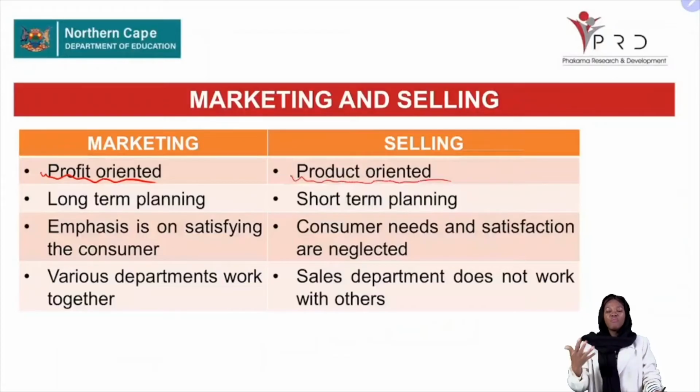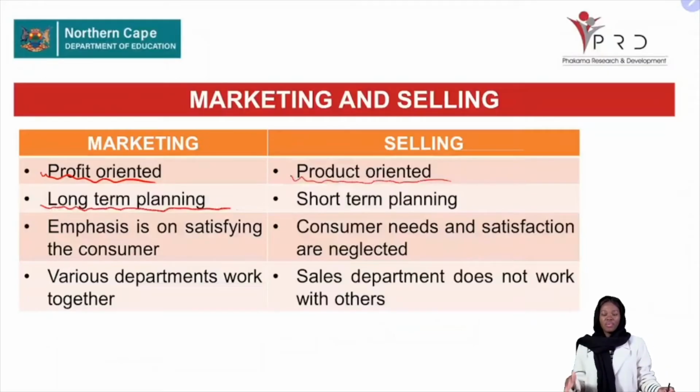Now, when it comes to marketing again, it involves long-term planning, whereby a farmer or a producer has to go to different consumers and ask them questions and collect information. And that is called market research. It involves long-term planning, meaning we need to be able to do research.